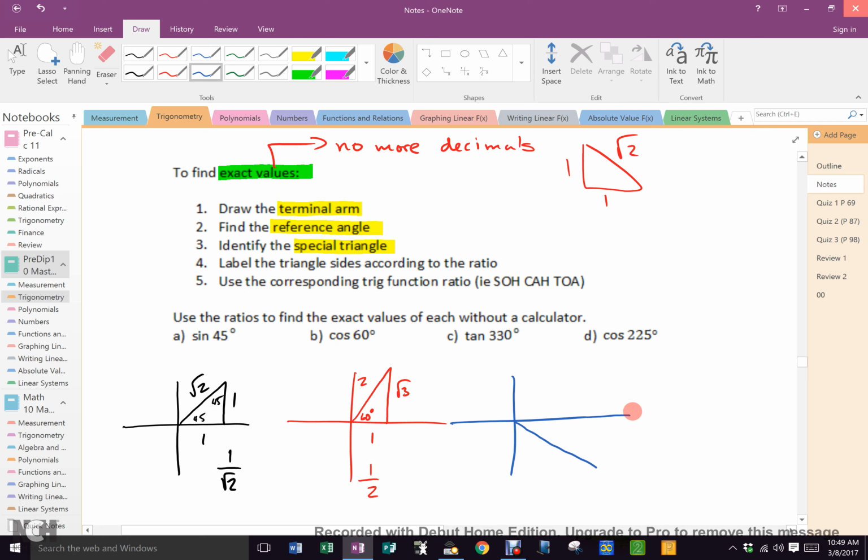Does it matter how I draw it? No. What's the reference angle? 30. Do I now know what special triangle I'm using? Yes. If 30's there, what's here? 60, right? Okay. How long is the short side? 1. Look closer. How long is the short side? Think about everything we've done in trig. How long is the short side?